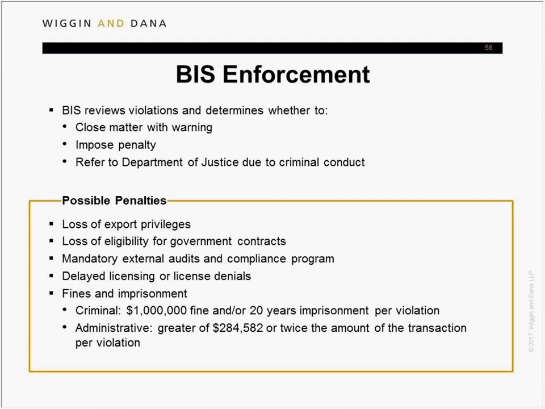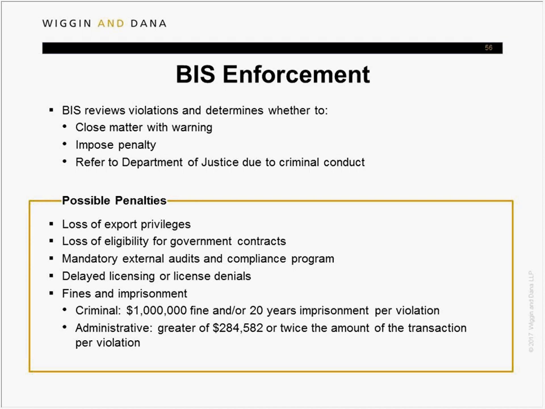There may be a mandatory external audit, or they could appoint somebody to make sure that you improve your compliance program. That doesn't happen as often with BIS as with the Department of State, but it does happen from time to time, and the recent ZTE enforcement action is a good example of that. You may find that licenses that you submit get very delayed because the government is very concerned about your ability to comply with the conditions of the license, or they may deny licenses altogether.